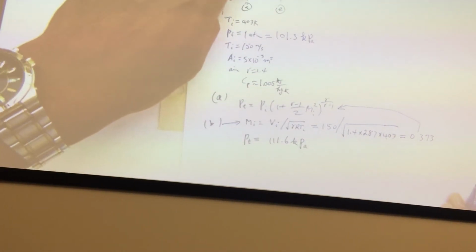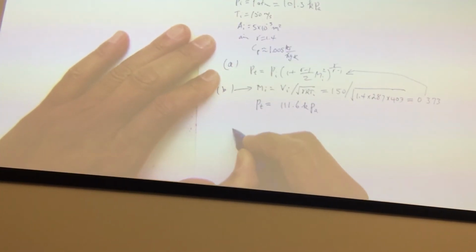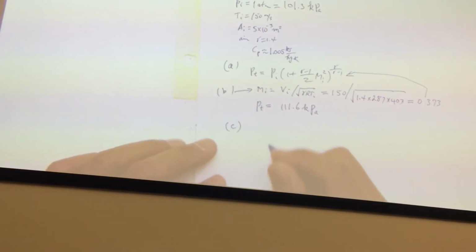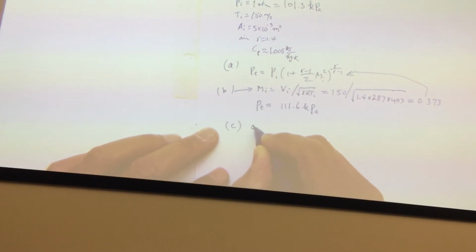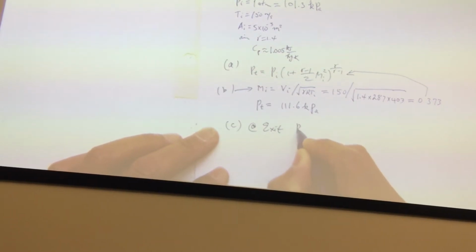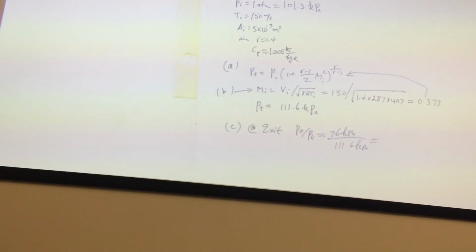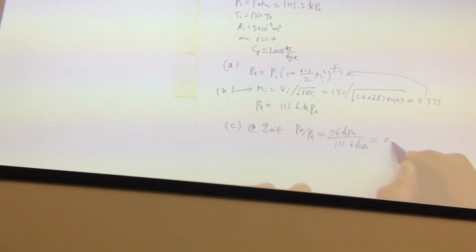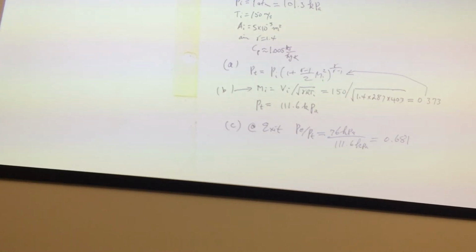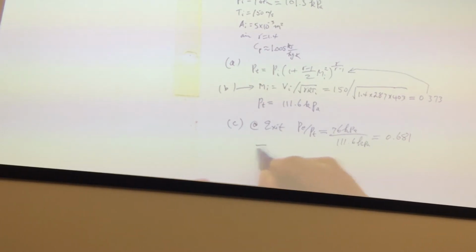Now, what is the Mach number, T, and so on at the exit? Right? So for part C, you want to look at your P at exit. PE over PT will be equal to 76 kilopascal divided by 111.6 kilopascal. This gives you a value which is 0.681. So that's not below 0.5283 yet. So now you know it's not sonic at the exit. Right?